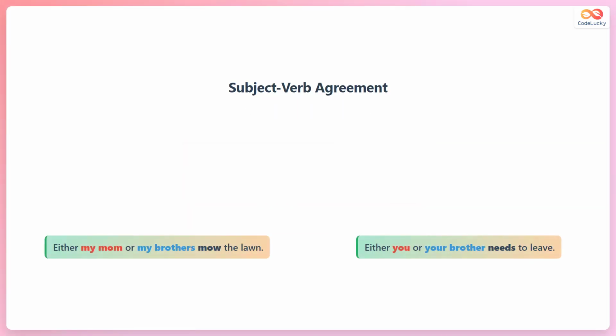Watch subject-verb agreement carefully. Either my mom or my brothers mow the lawn. Brothers is plural, so use mow. Either you or your brother needs to leave. Brother is closer and singular, so use needs. Verb matches the closest subject.